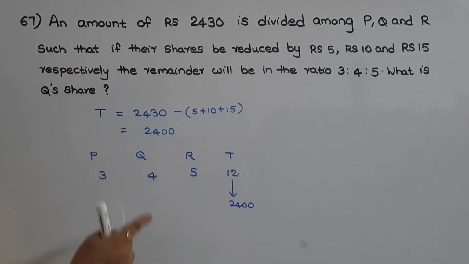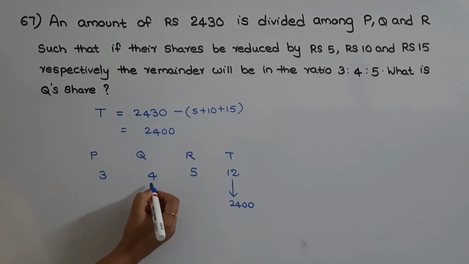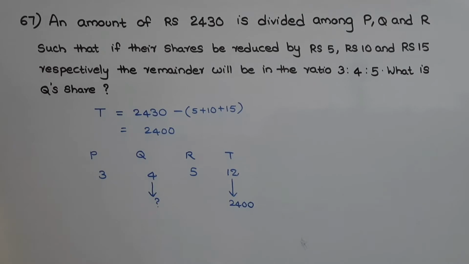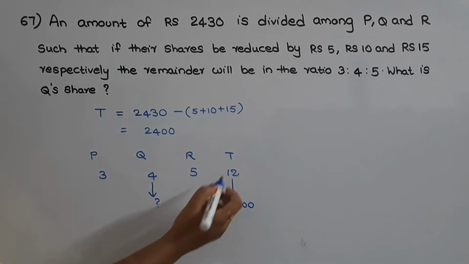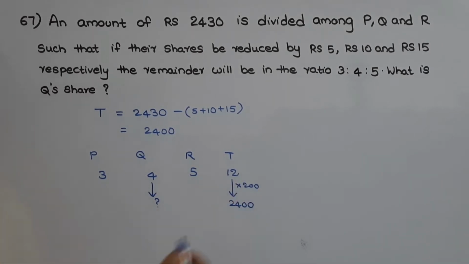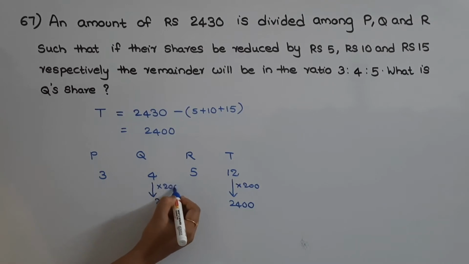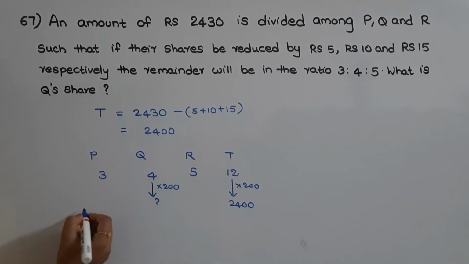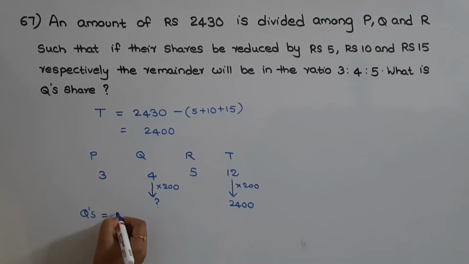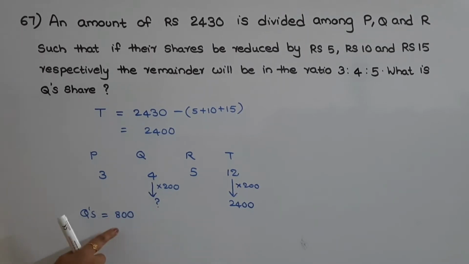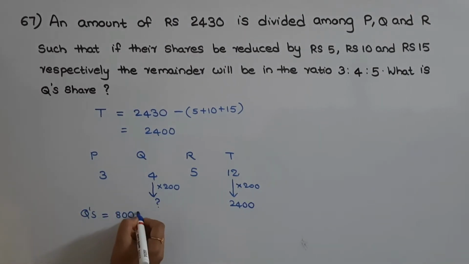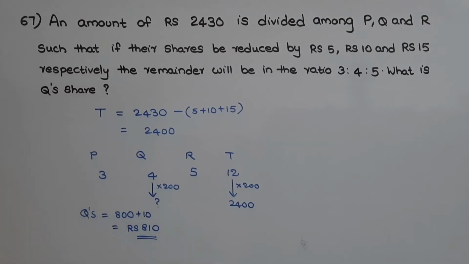First let us find Q's share when rupees 10 is reduced from the original share. If we find the value of this 4, we will get Q's share when rupees 10 is reduced. 12 into 200 is 2400, so if you multiply this 4 by 200, we will get this value. So Q's share will be 4 into 200, that is 800. This is Q's share when rupees 10 is reduced from the original value. So the original Q's share will be 800 plus 10, that is rupees 810. So this is the answer.